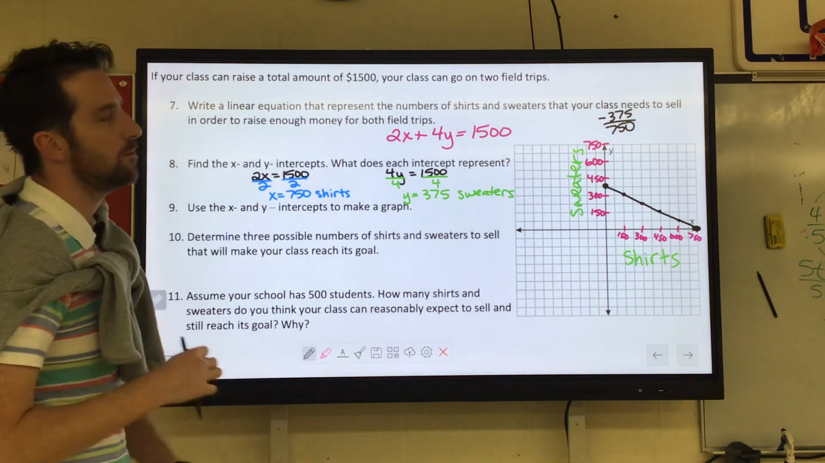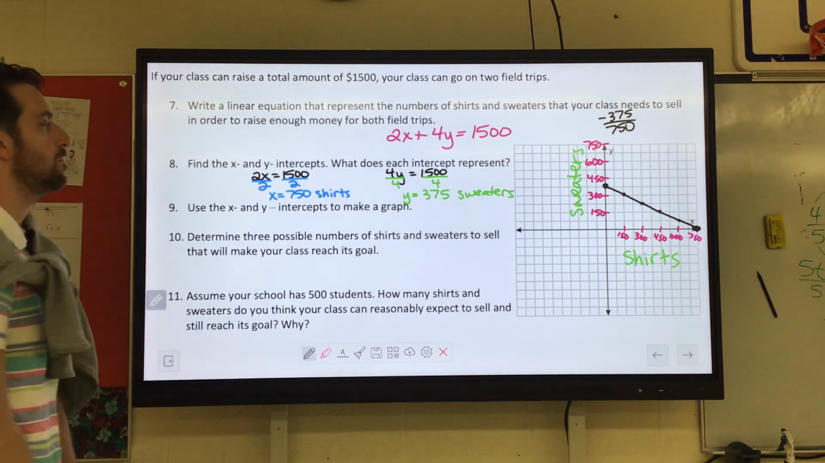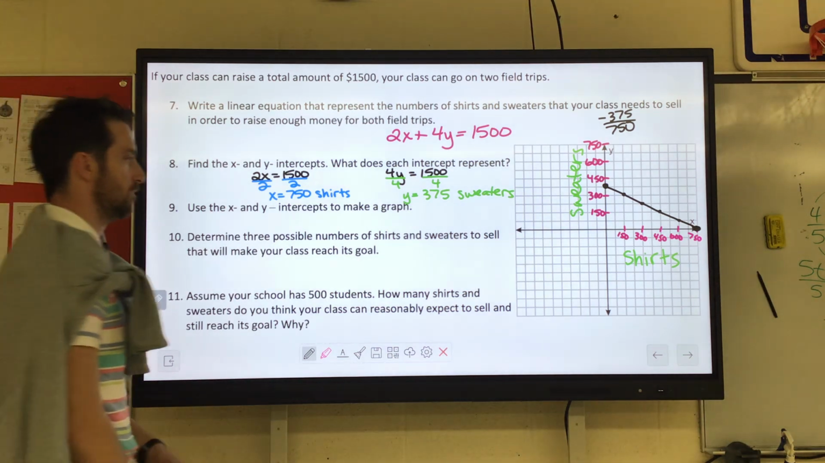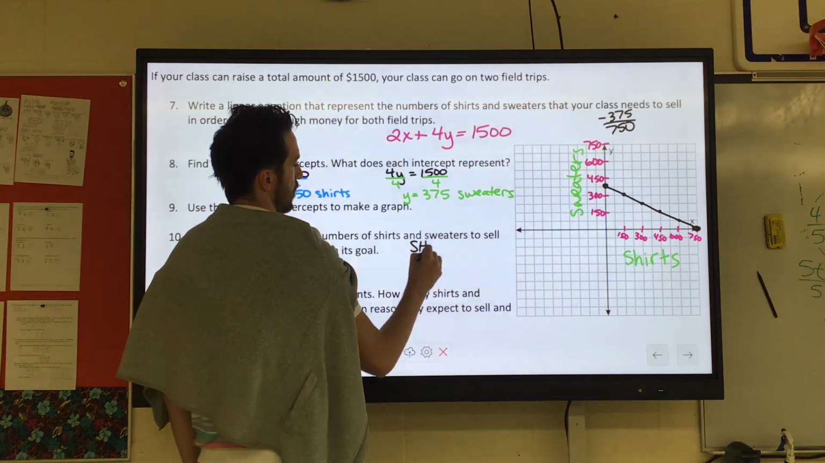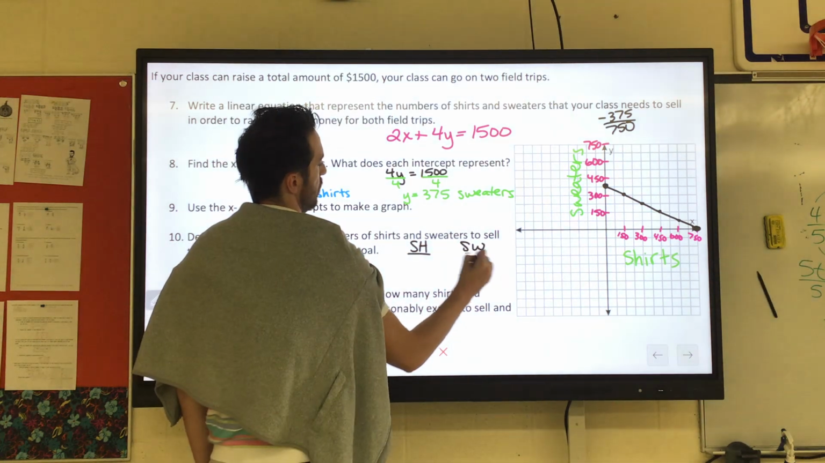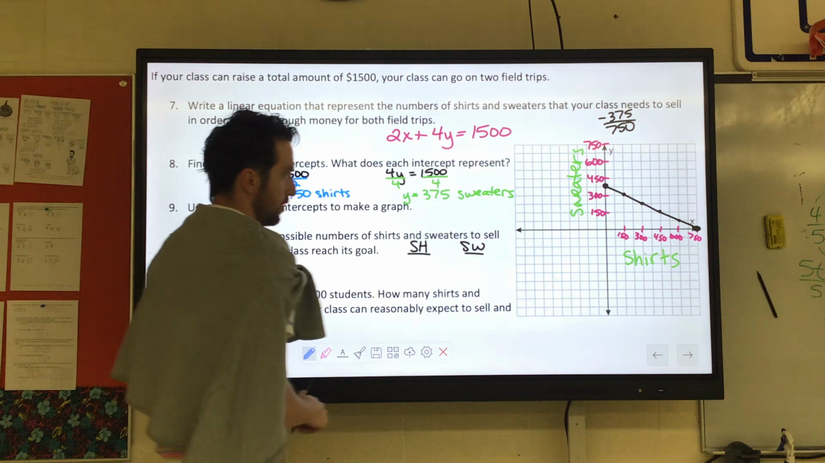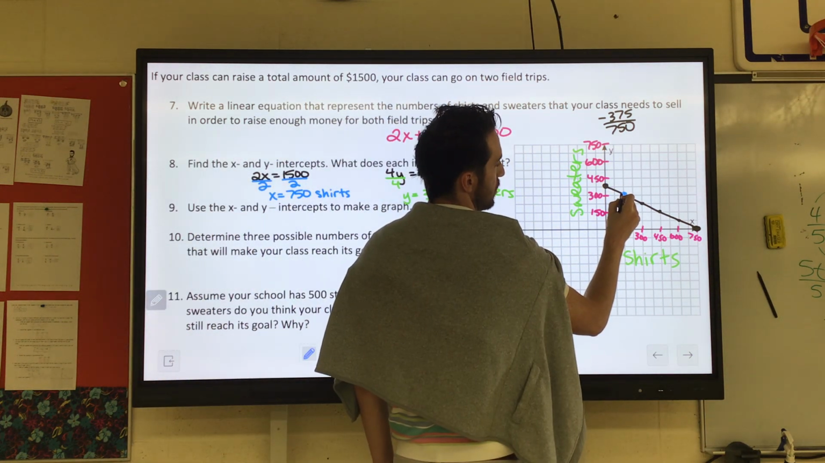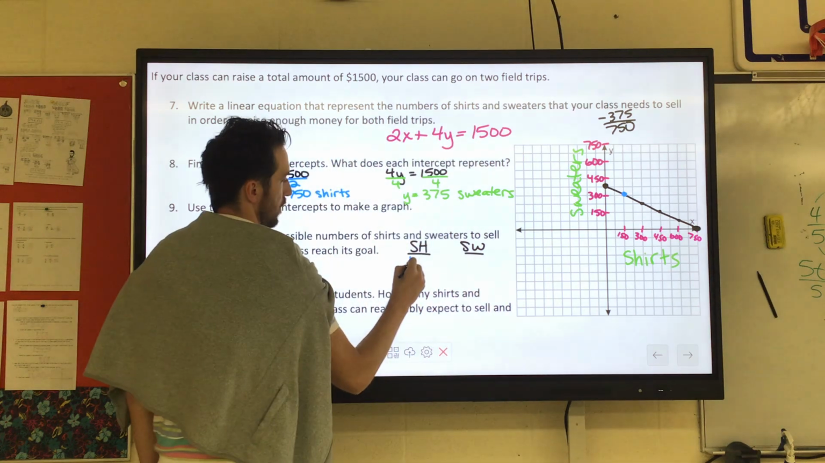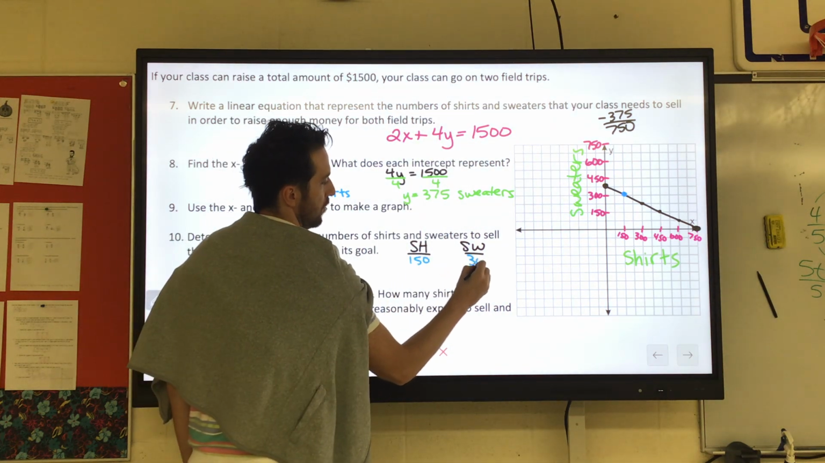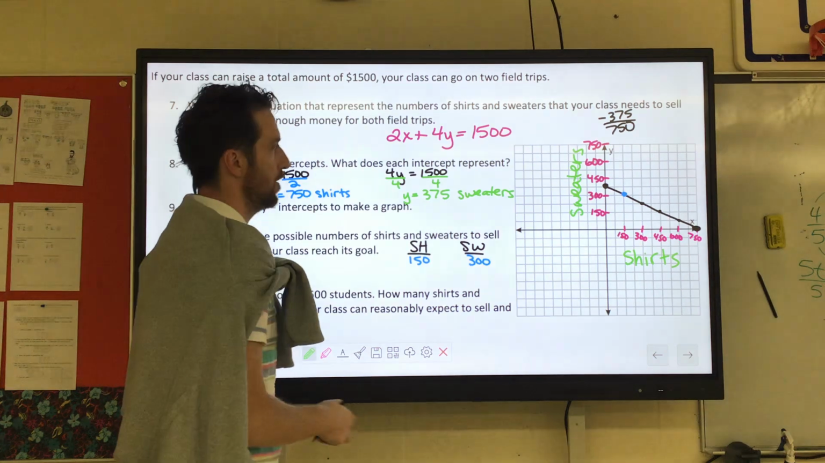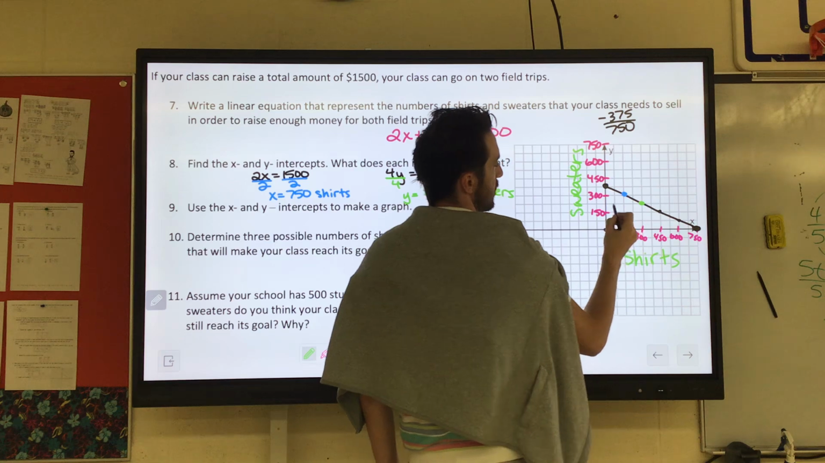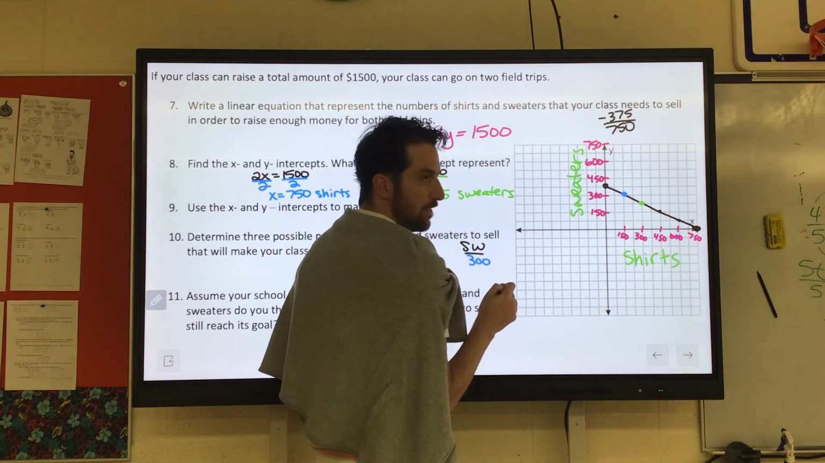So again, we're going to do the same thing we did on the front. Determine 3 possible numbers of shirts and sweaters to sell to make your class reach its goal. So shirts, sweaters, we're looking for 3 coordinates there. So if I look at this point, that's 150 shirts and 300 sweaters. If I were to grab another point, we could say 300 shirts. And then this is right in the middle of 150 and 300.